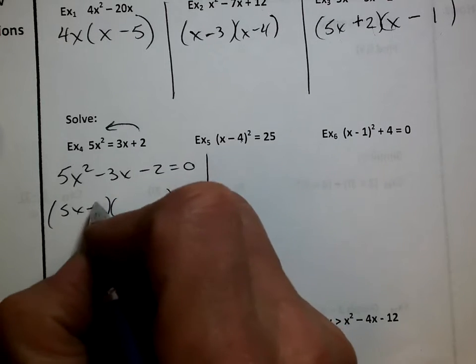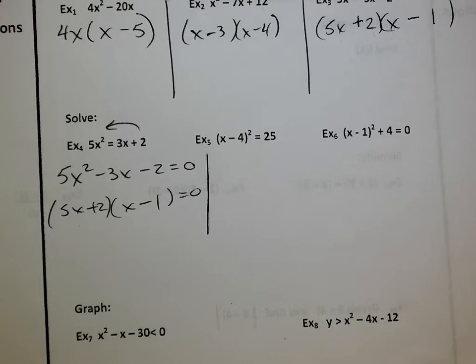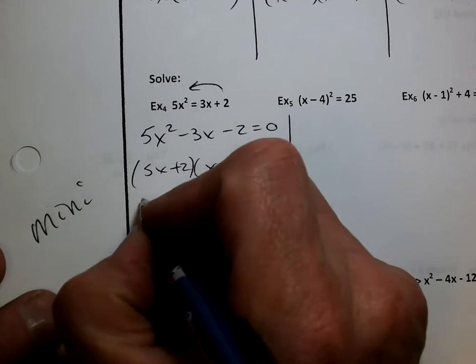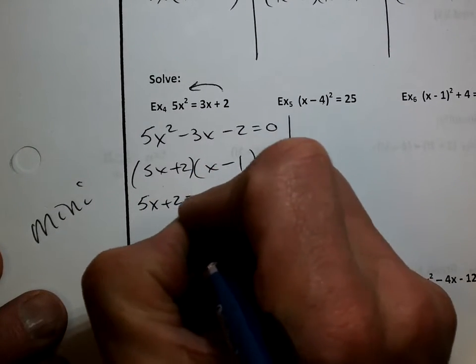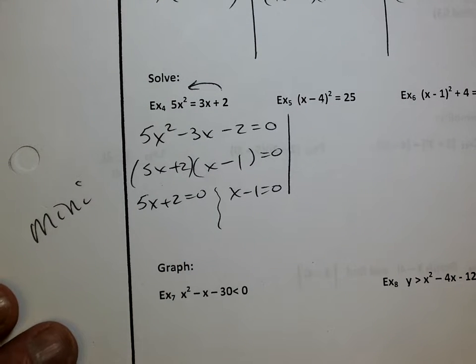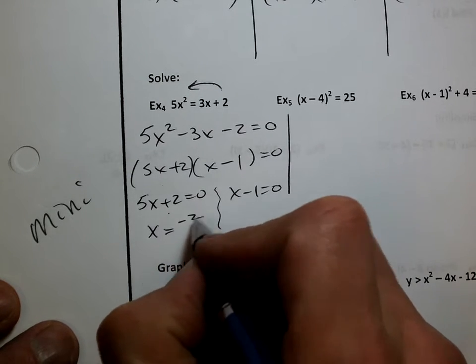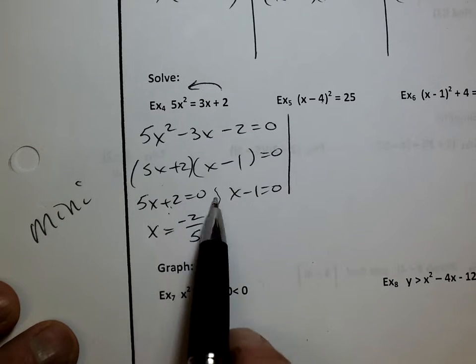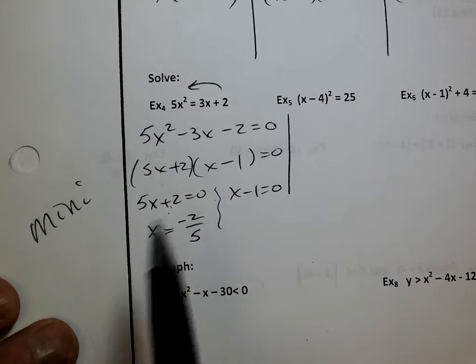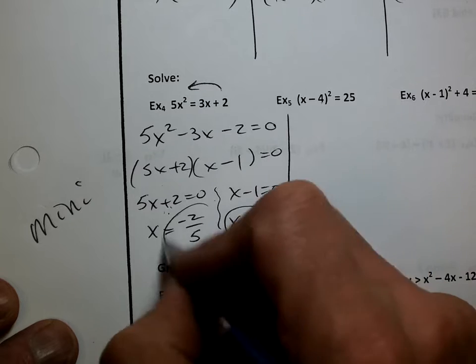5x plus 2, x minus 1. But now we're solving, so now we need an answer. x equals. We make our mini equations. So I'll take my 5x plus 2 equals 0 and my x minus 1 equals 0. Minus 2 and then divide by 5. x is a negative 2/5. I subtracted 2 and divided by 5. Here I just add 1 and I get x equals 1. Those are my 2 zeros.